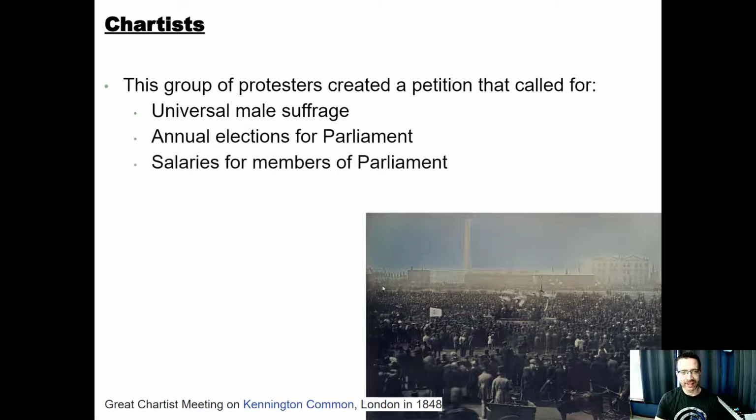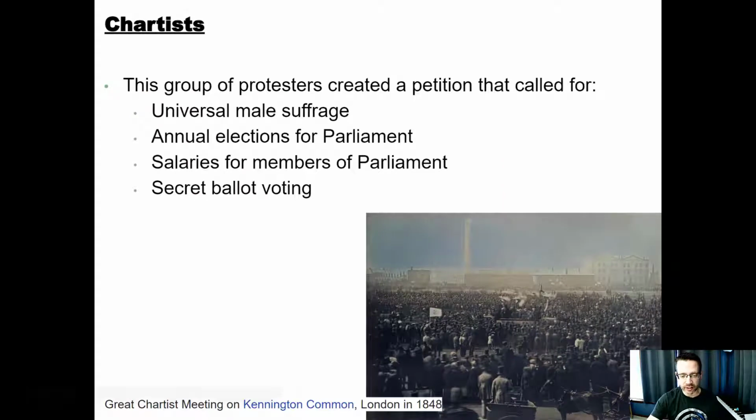They wanted annual elections for Parliament and salaries for members of Parliament. So like a middle class or a lower class person could be in Parliament. It's kind of important to pay our politicians. Otherwise, you'd only get people that don't need a job, that are already wealthy, run, and that's an issue. If you want representative democracy, you need to be able to have anyone serve. And they also wanted secret ballot voting, which is important.